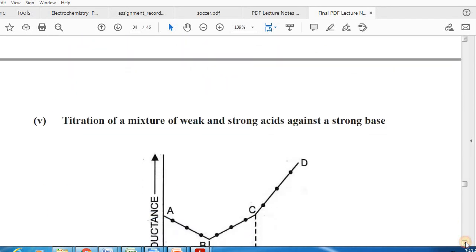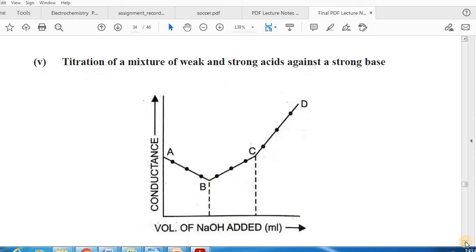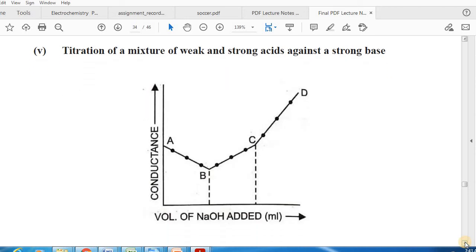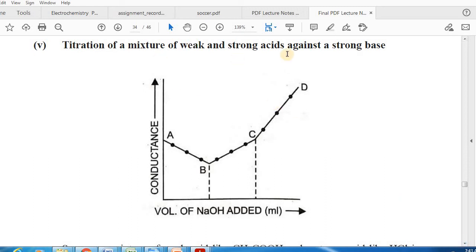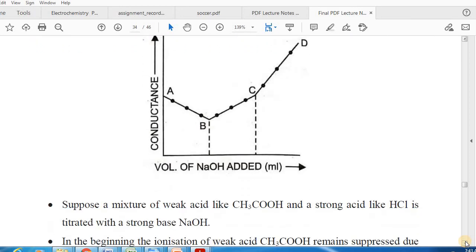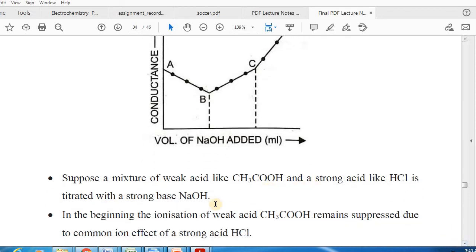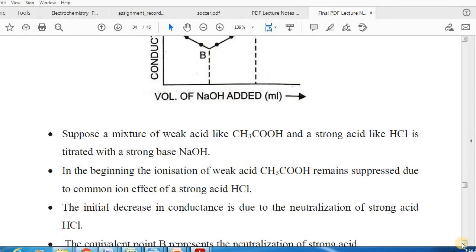Next one is the titration of a mixture of weak and strong acids against a strong base. Here we are titrating a mixture of weak and strong acid against a strong base. Suppose a mixture of a weak acid like acetic acid and a strong acid like HCl is titrated with a strong base. In the beginning, the ionization of the weak acid, acetic acid, remains suppressed due to the common ion effect of the strong acid HCl. So in the solution, conductance is only due to the strong acid HCl.